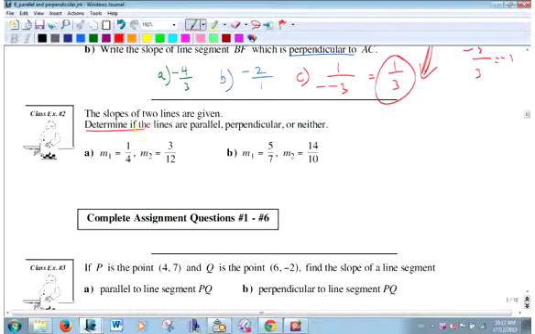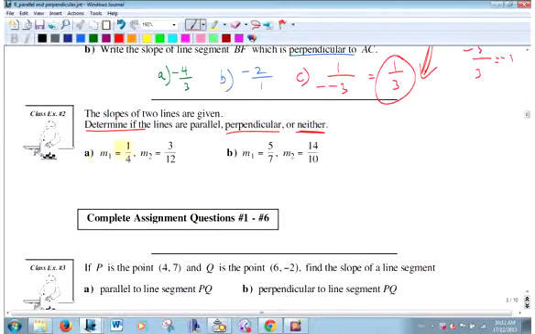Determine if these lines are parallel, perpendicular, or neither. What happens if they're parallel? But we don't care if they cross or not. That's a couple weeks away. If they're parallel, what happens? What do we know? We know the slopes are the same. If they're perpendicular, what do we know? We know one slope is the negative reciprocal of the other one. If either of those cases doesn't happen, they are not parallel or perpendicular. That's your three choices. Okay?